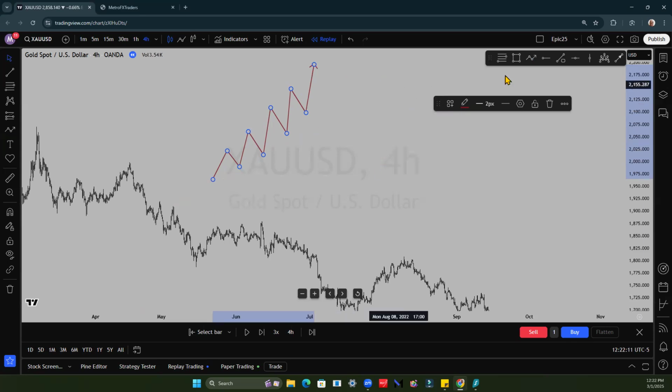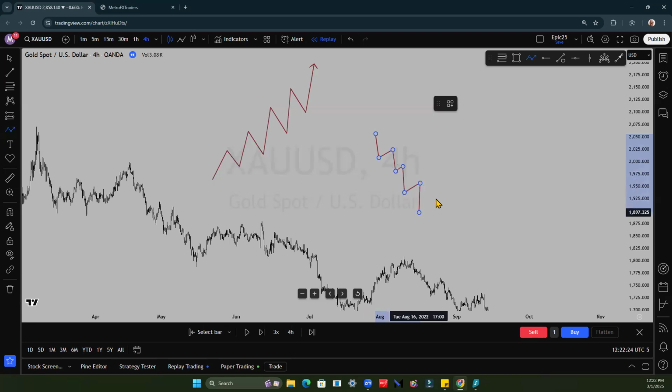And then you have another structure, which is a downward structure of lower highs and lower lows. So this is pretty much a downward structure. You've got your low here, and this right here is a lower high. Then it continues to a lower low, lower high, lower low, lower high, lower low.